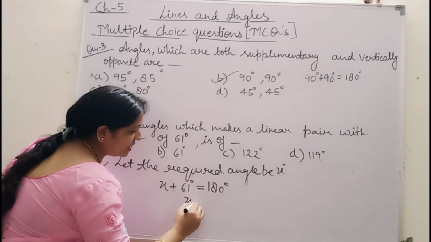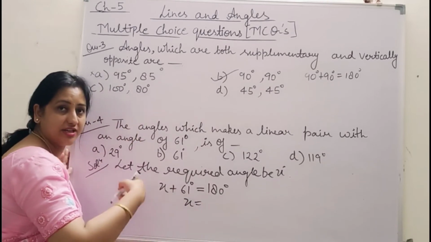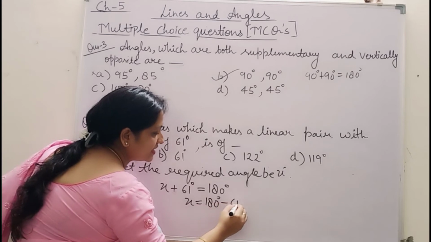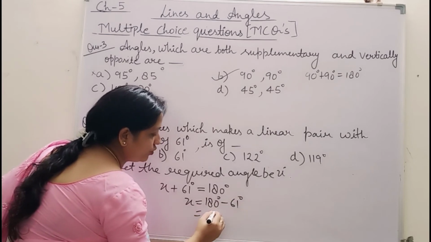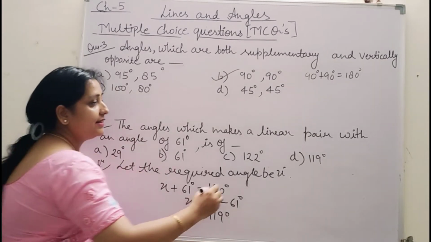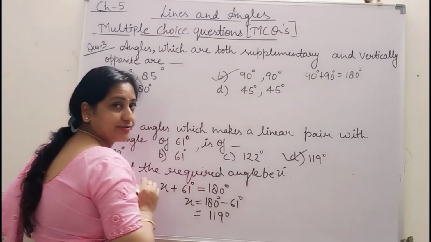So x is equal to, we will transpose the 61 degree from the left hand side to the right hand side. So 180 degree minus 61 degree, which is equal to 119 degree. So your option D is correct.